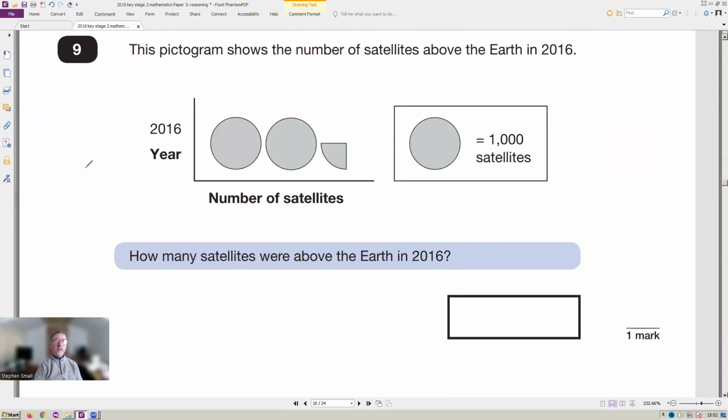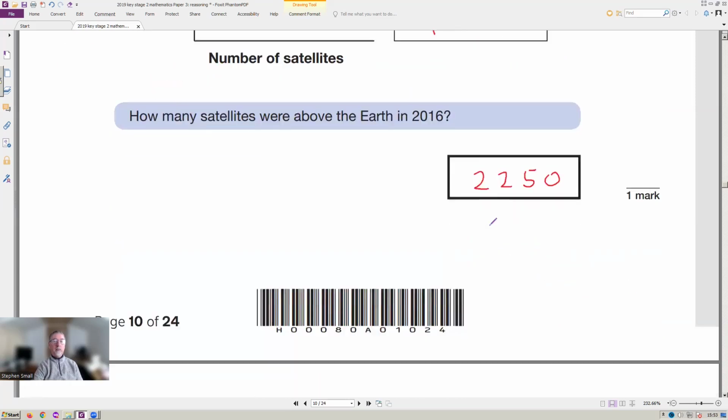Question 9. This pictogram shows the number of satellites above the Earth in 2016. There are our number of satellites, and we have a key. A complete circle is 1,000. So we have 1,000 there. 1,000 here. We have to interpret this one. Well, that's a quarter of a circle, isn't it? So this one's going to be a quarter of 1,000, which is 250. So our answer is 2,250. Okay.